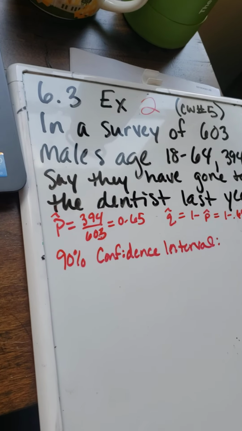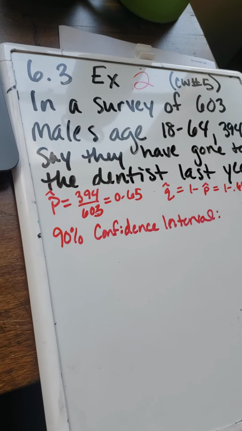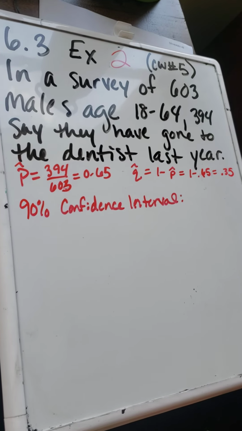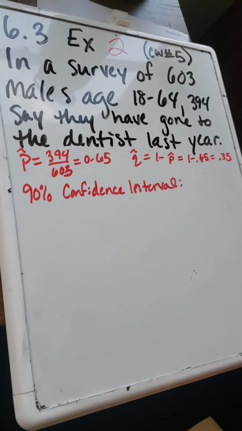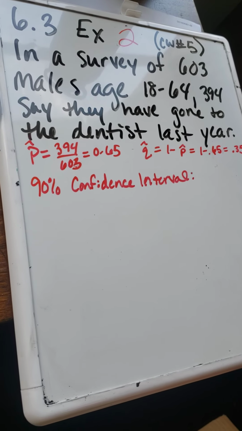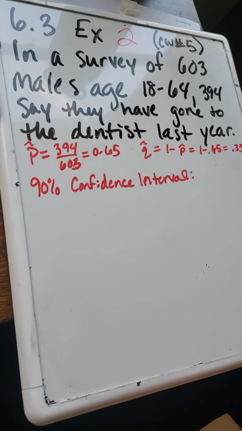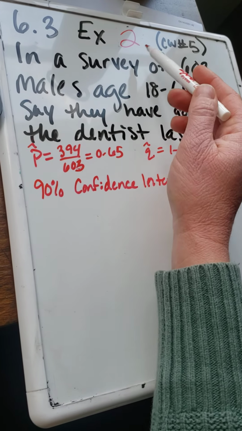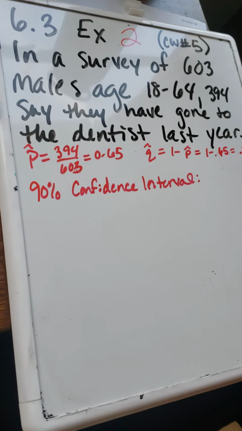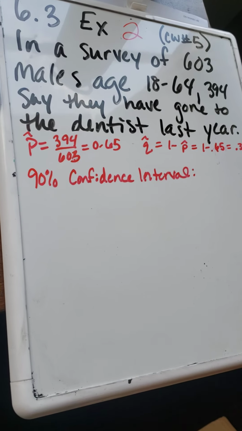All right, so we are going to begin our second example. And this is a continuation from the previous example that I posted of how to just get p hat and q hat, the point estimates for the population proportion. So for this example, I'm going to actually finish number 5 from your practice work.